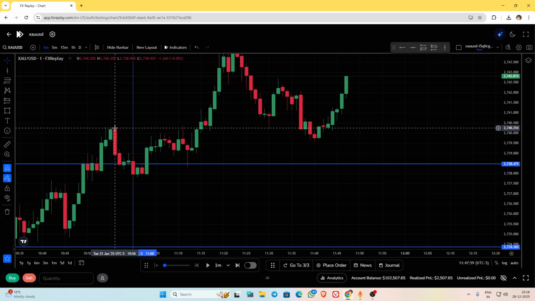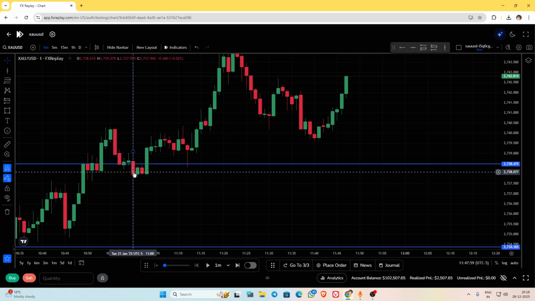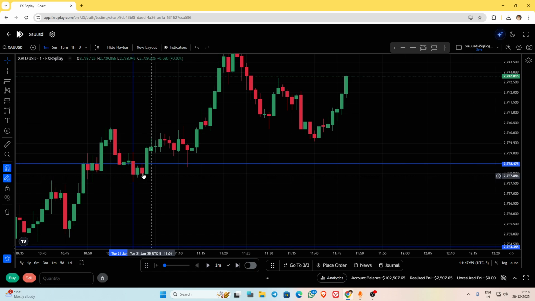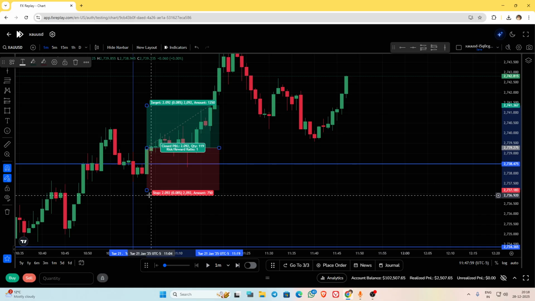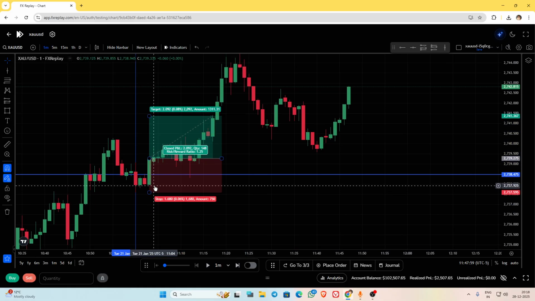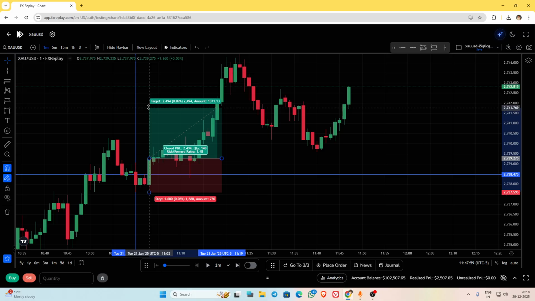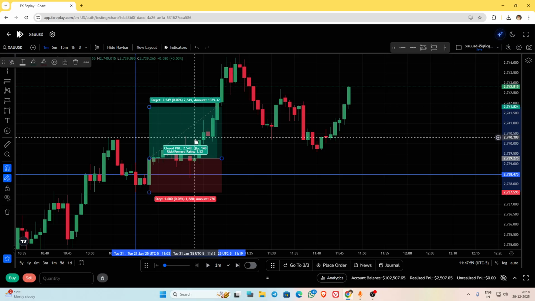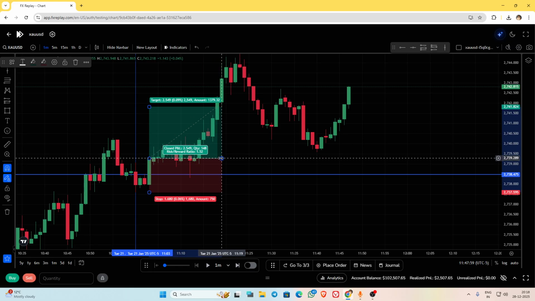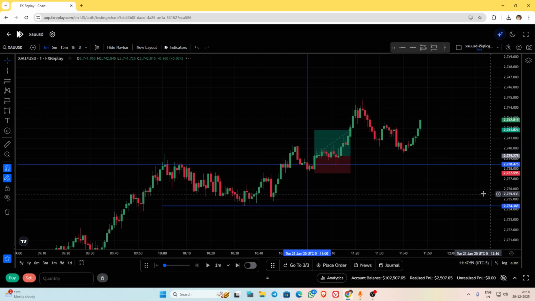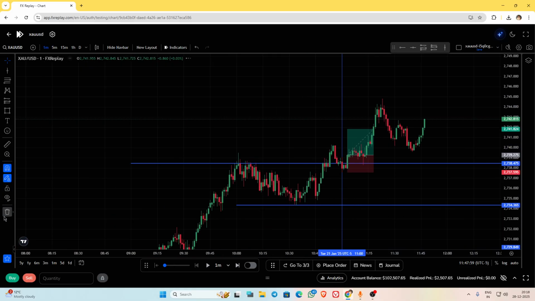Okay, so it closed above this candle. Then there was a trade at 11:03. We have a change in state of delivery. We should have caught this trade because it gave us, oh, it was a nice trade. It was a nice trade, but we missed this trade. No problem.